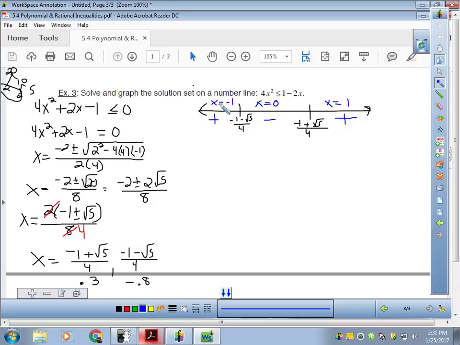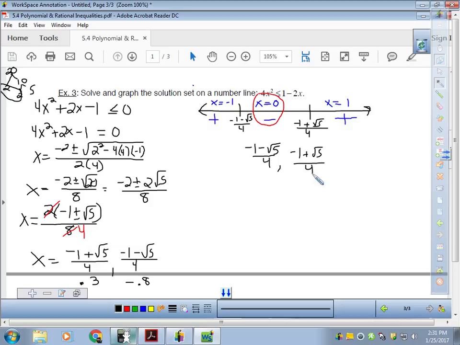So there's our intervals. Now we need to pick which one satisfies our inequality. Our inequality was a less than or equal to. Less than means negative. So that means I want this little interval here in the middle. So my solution is going to be [-1 minus the square root of 5 over 4, comma, -1 plus the square root of 5 over 4].